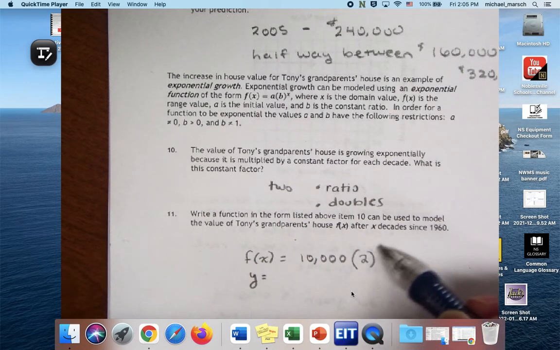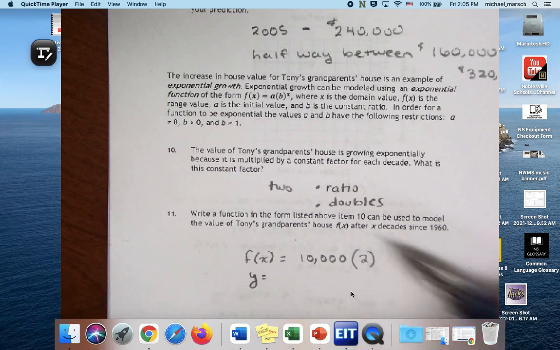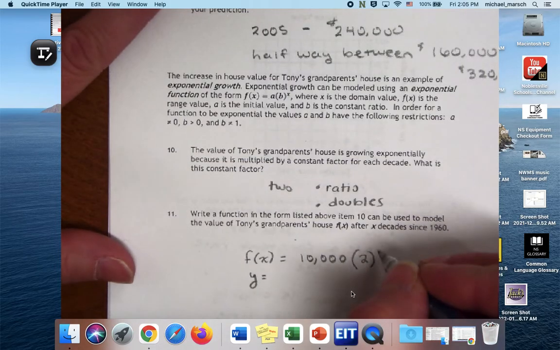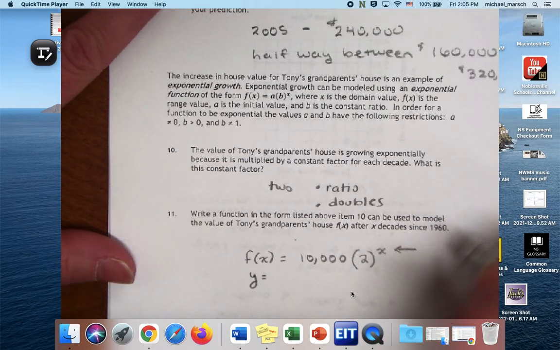And then this number here is, it's kind of hard to explain, but it's like, how many decades do we want to know ahead of time? Does that make sense? So like, if we want to know 3 decades from 1960, we would put a 3 there. If we want to know 4, we would put a 4, right? So the x here is the decades since 1960.